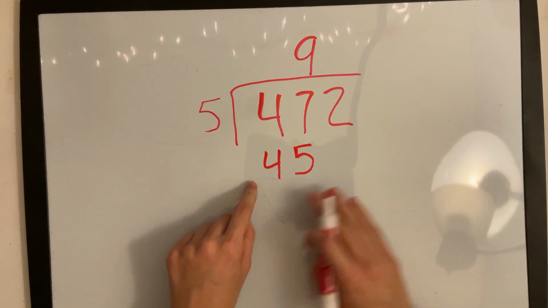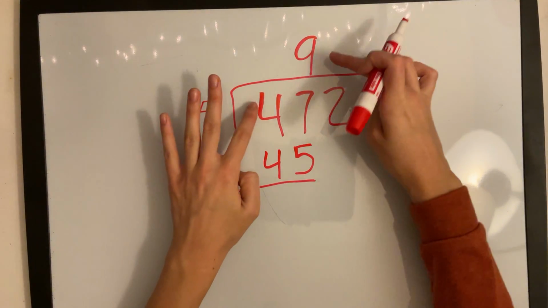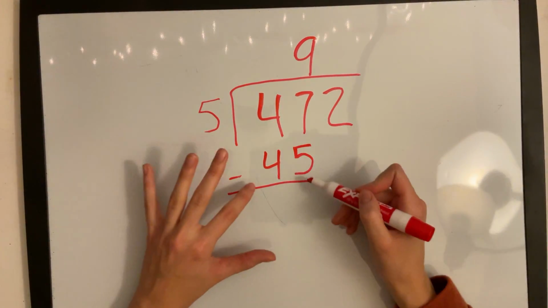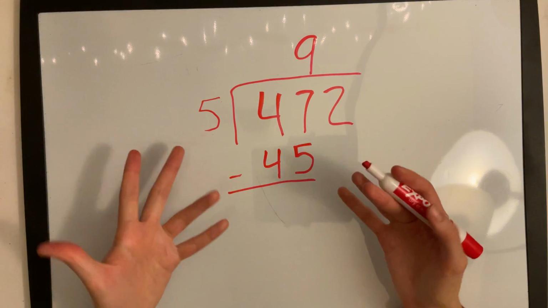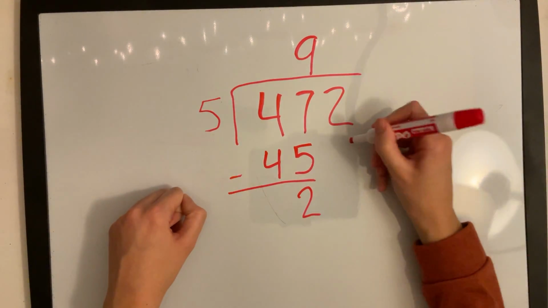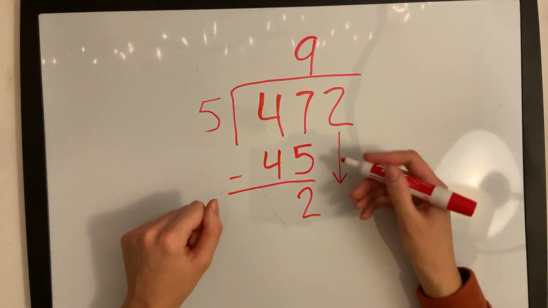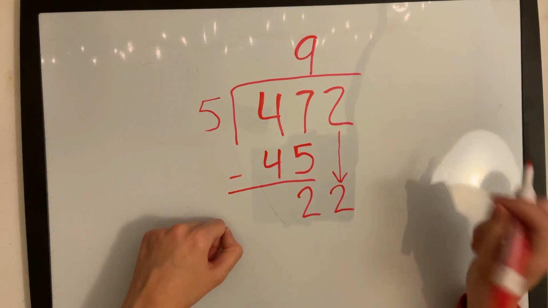The next step is to subtract. I'm subtracting what I had just put that 9 into, the 47, minus 45, and that'll tell me how many I have left over. 47 minus 45 is 2. The next step is to bring down the next digit. That means I rewrite it down here.